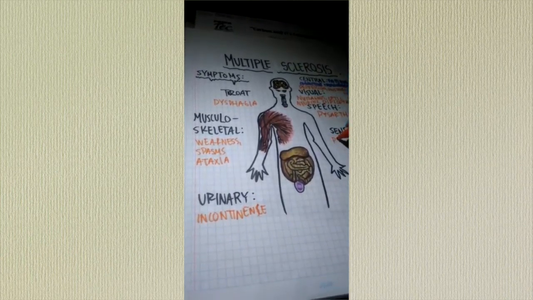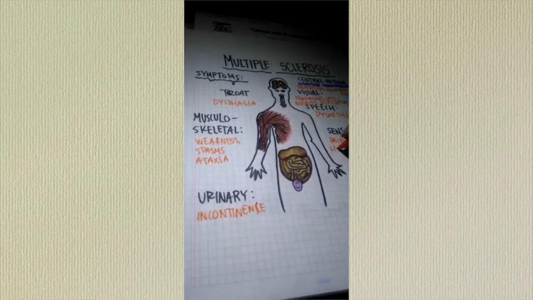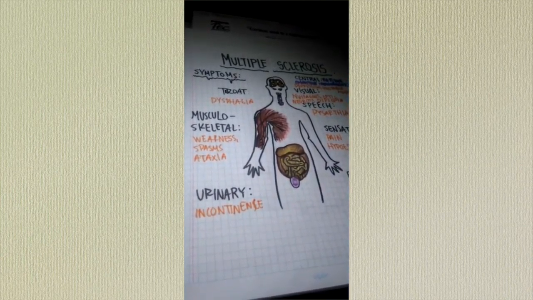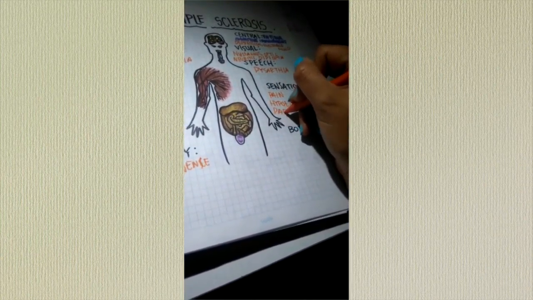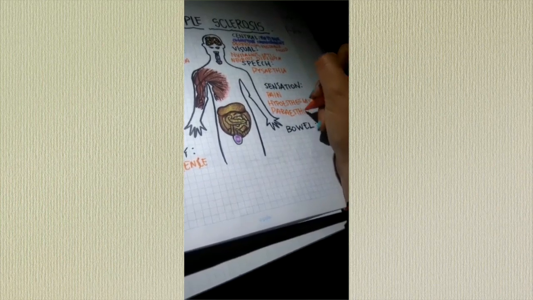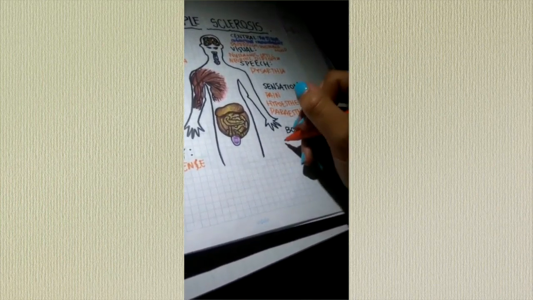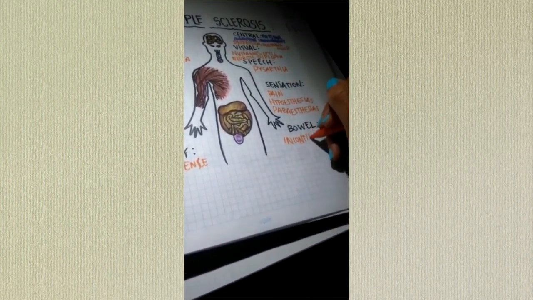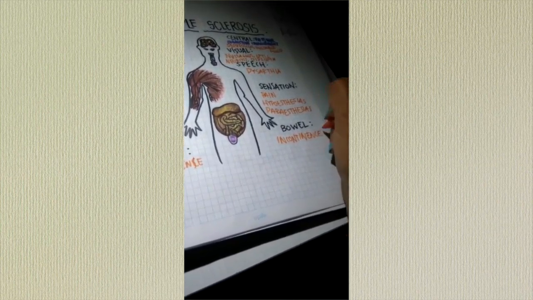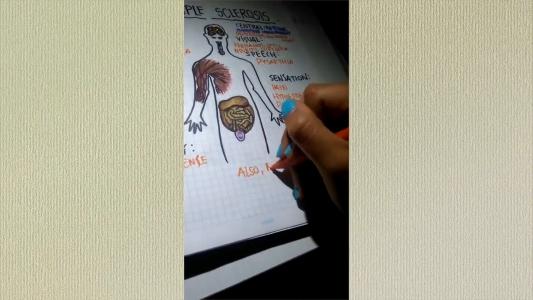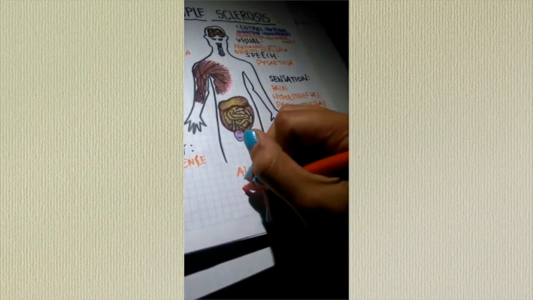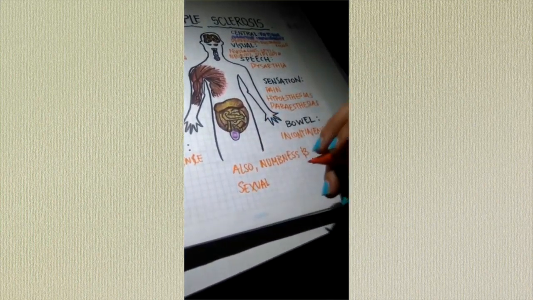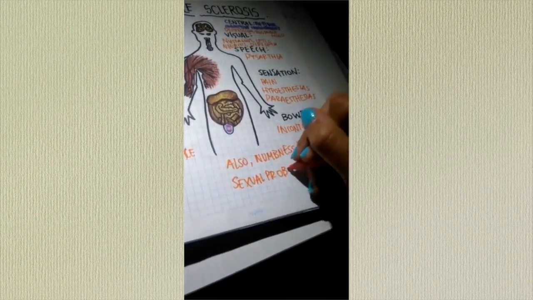Urinary incontinence. Sensation: pain, hyposthesias, paresthesias. Bowel incontinence. Also, numbness and sexual problems.